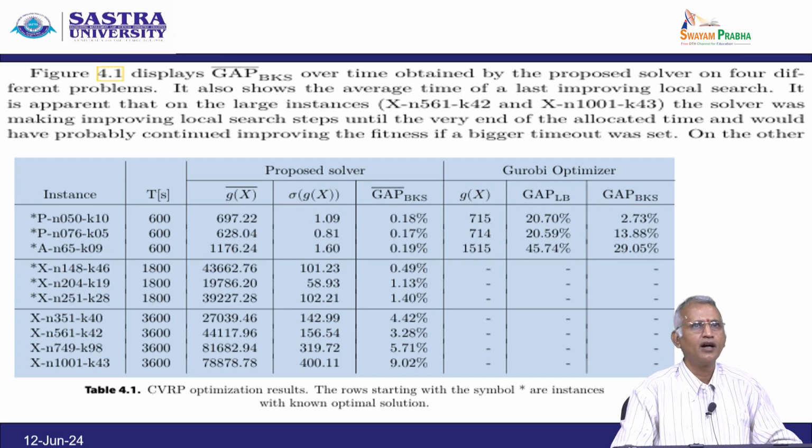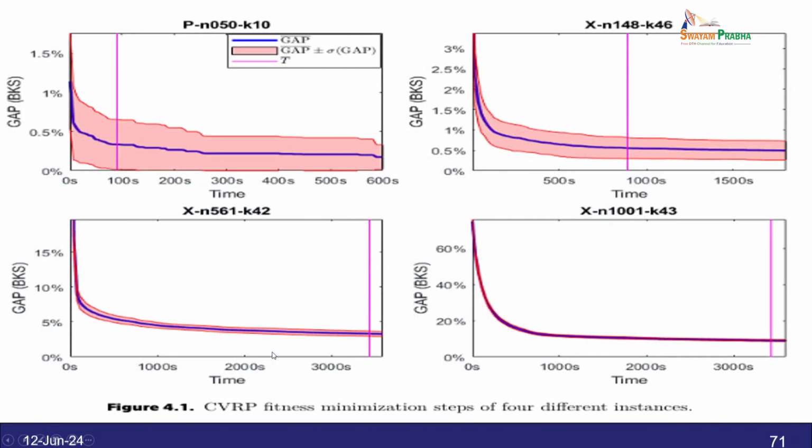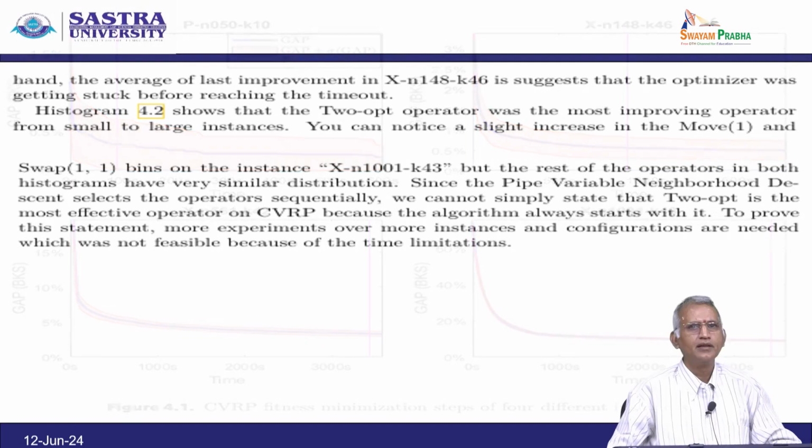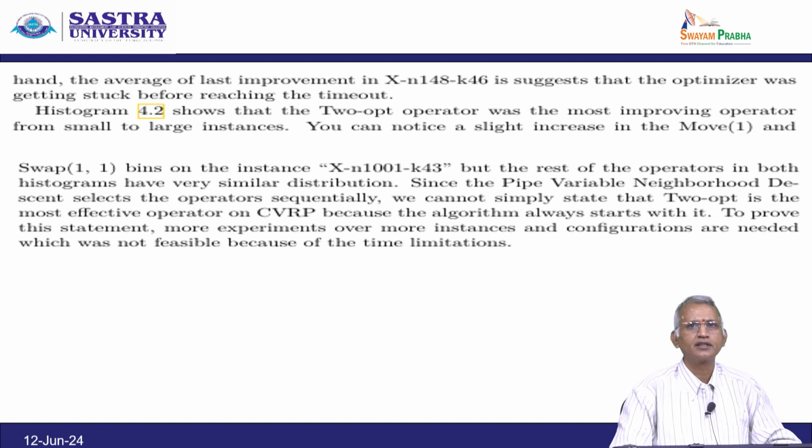It is apparent that on the large instances X-n561-k42 and X-n1001-k43, the solver was making improving local search steps until the very end of the allocated time and would have probably continued improving the fitness if a bigger timeout was set. On the other hand, we have a picture of the minimization step for the 4 different instances of the gap BKS, and the average of the last improvement of X-n148-k46 suggests that the optimizer was getting stuck before reaching the timeout.